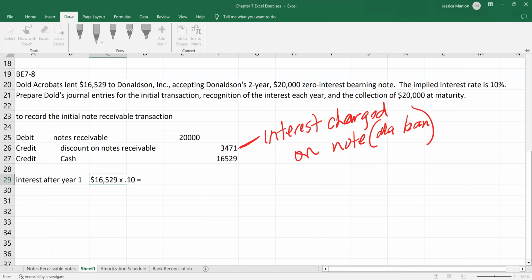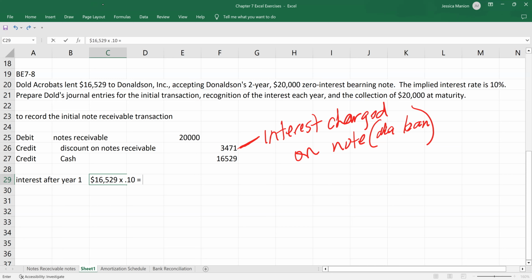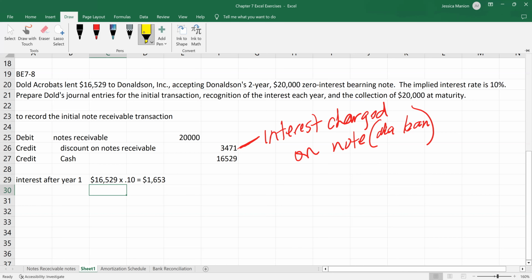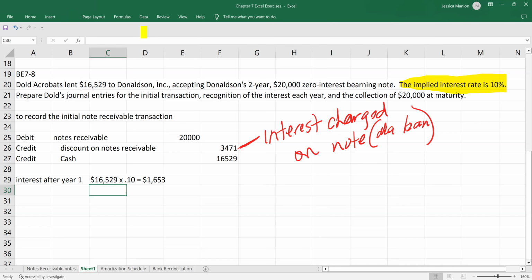Of course I can't do that when I'm entering this in, but this would equal $1,653 if we round up, right? And again, it tells us that up here, and I'll go back up here. I'll highlight it real quick. The implied interest rate is 10%, right? And so our interest after the first year.